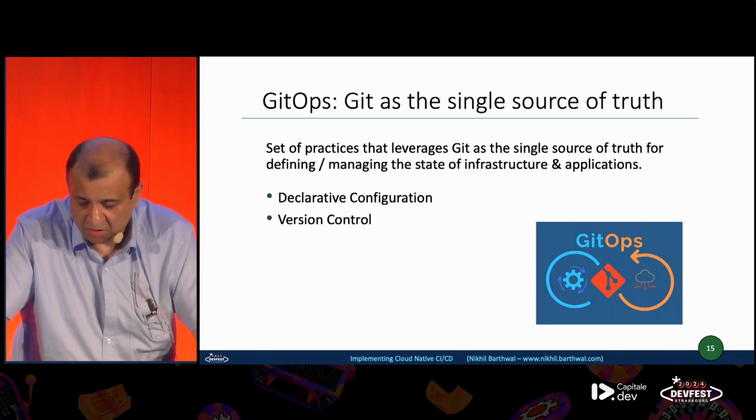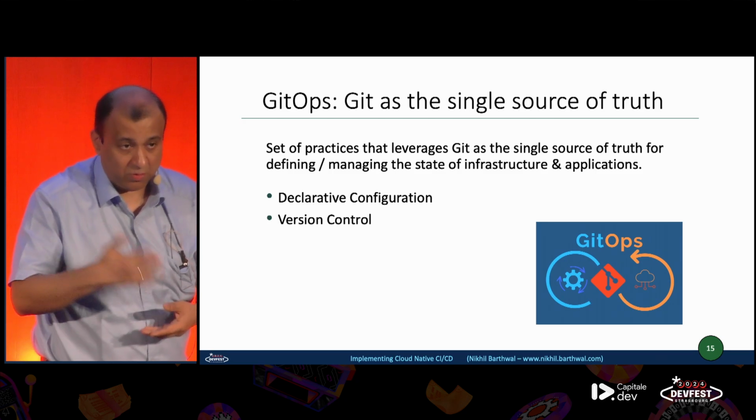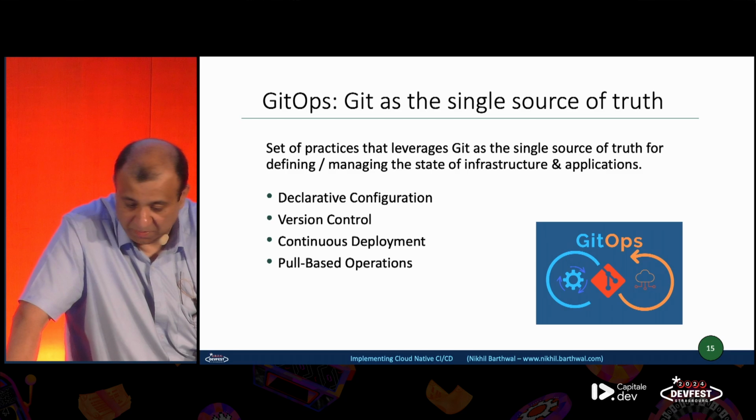So you can have a lot of things like declarative configurations. Once you store it in Git, you have version control, so you can control changes, which is a big deal. You can do continuous deployment from there.